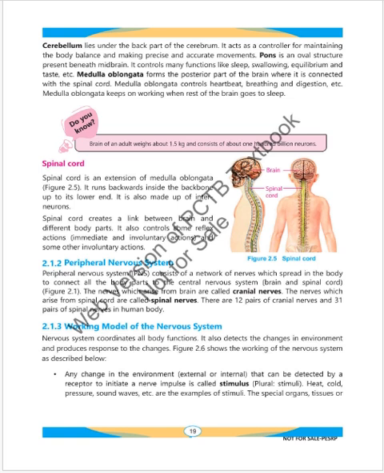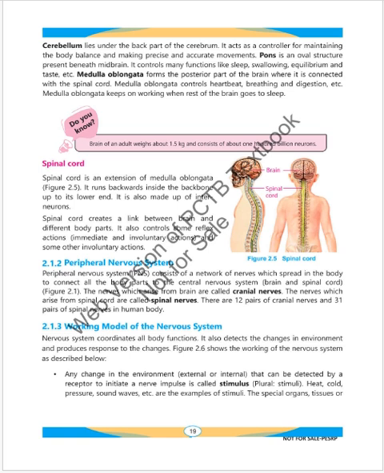Pons is a novel structure present beneath the midbrain. It controls many functions like sleep, swallowing, equilibrium, and taste. Medulla oblongata forms the posterior part of the brain which is connected with the spinal cord. Medulla oblongata controls heartbeat, breathing, and digestion. It keeps on working while the rest of the brain goes to sleep. Do you know the brain of an adult weighs about 1.5 kg and consists of about 100 billion neurons?